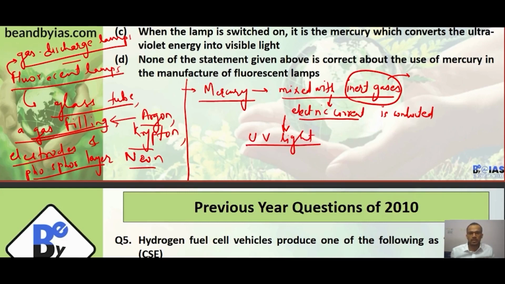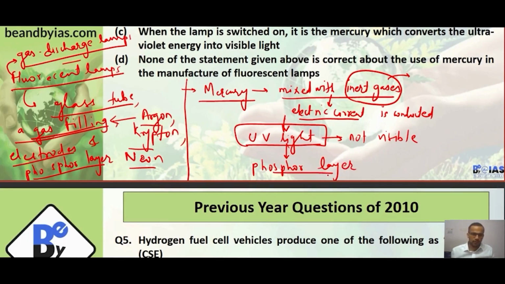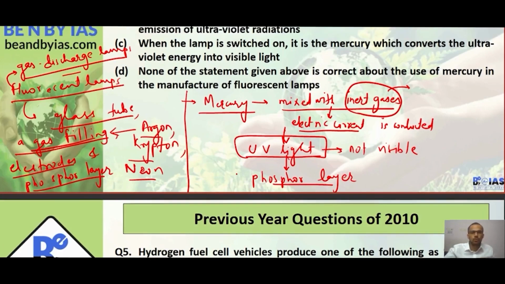Fine. So as we have mixed mercury with these inert gases, and as we allow the electric discharge through these gases, this leads to the production of light in the form of UV light. But these UV lights are not visible. And thus, in order to make them visible, we use a phosphor layer in the fluorescent lamps. Fine. So that is the functioning of fluorescent lamps.